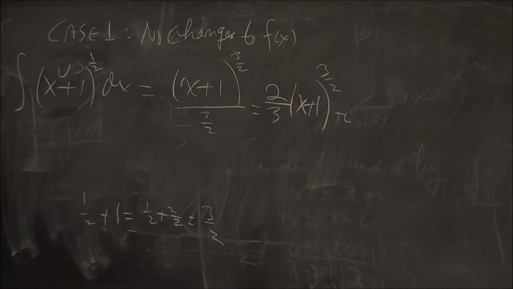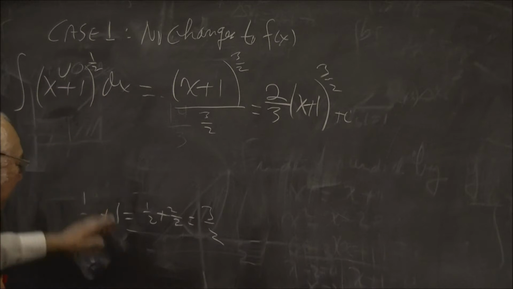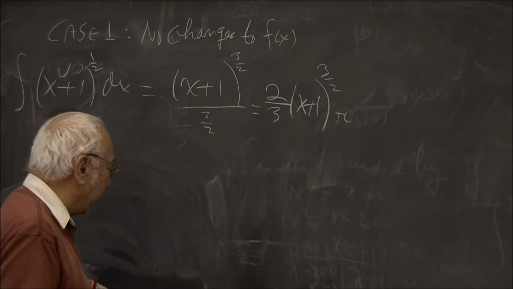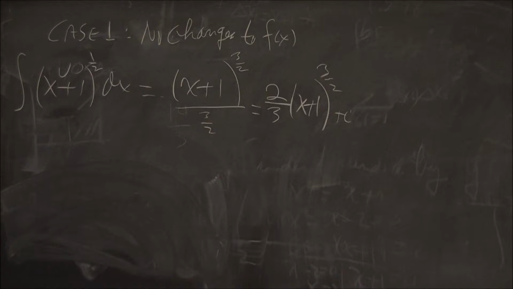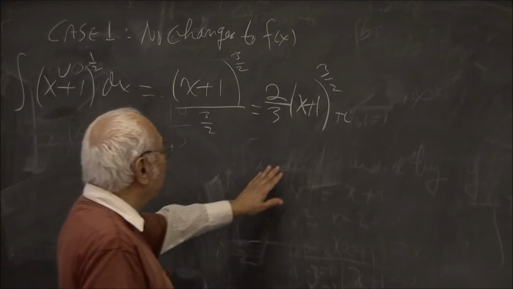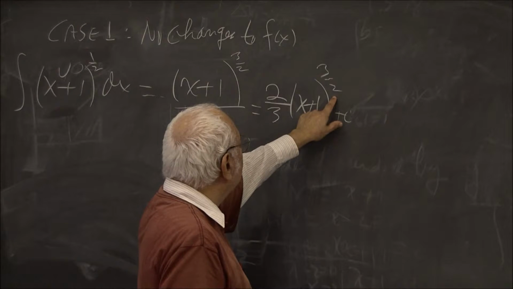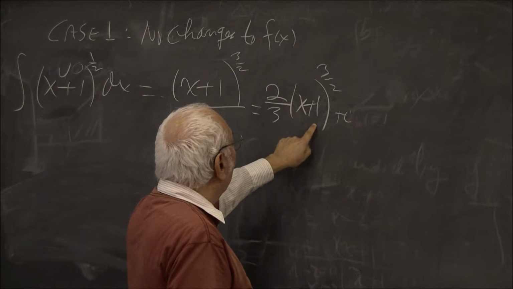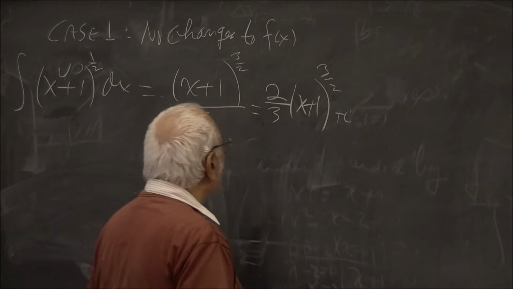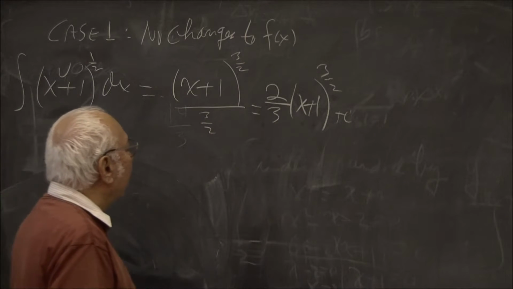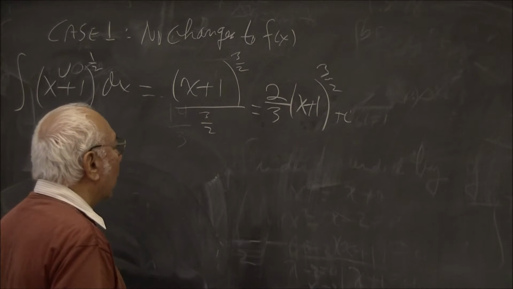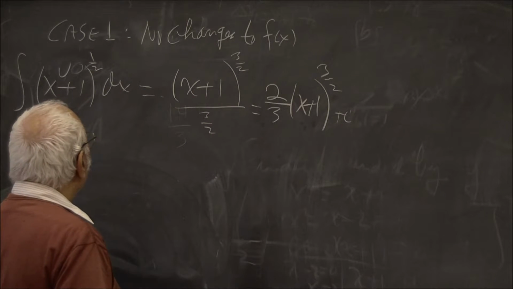You did not have to modify this at all. You didn't have to multiply it by anything or anything like that. And you can check this by calculating the derivative. You bring in 3/2 times 2/3, that's going to be 1, x plus 1 to the 1/2 because you knock down the power by 1, and then times the derivative of x plus 1, which is 1, which is exactly what you started with. So that's what I call case 1.